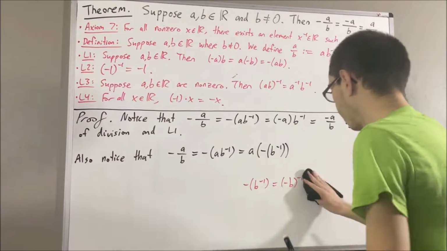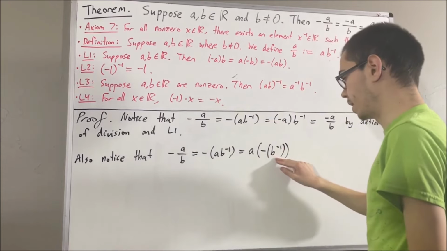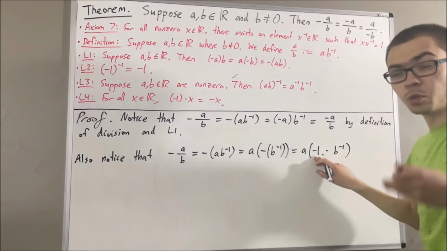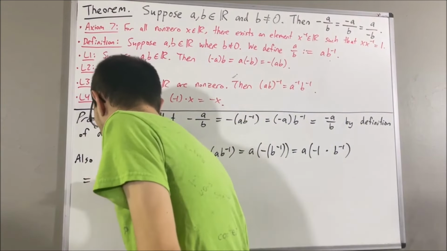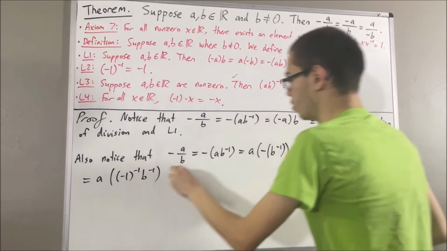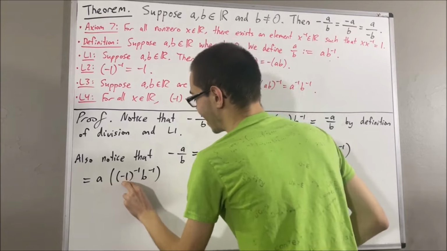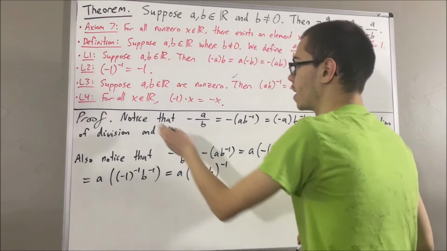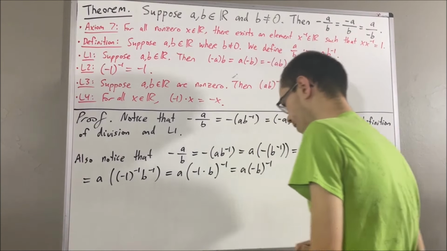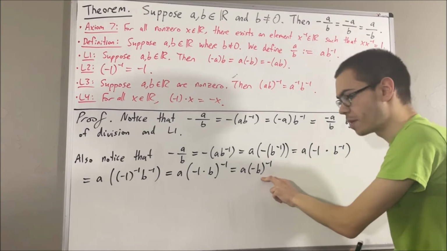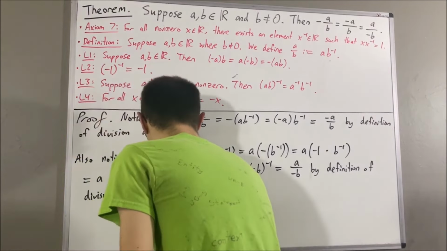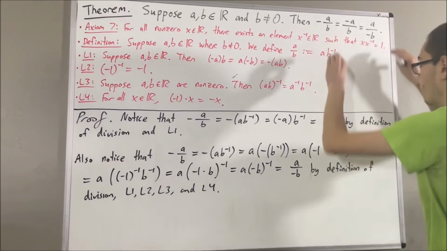And to see how that happens, first, by L4, the negative of the reciprocal of b is equal to negative 1 times the reciprocal of b. But then, by L2, negative 1 is equal to the reciprocal of itself. So we can rewrite this as a times the reciprocal of negative 1 times the reciprocal of b. And then, by L3, we can combine these together. This is just the reciprocal of negative 1 times b. But then by L4 again, negative 1 times b is equal to the negative of b. So this is just this. And that's exactly what we wanted to arrive at. So then by definition of division, this is just a over negative b.